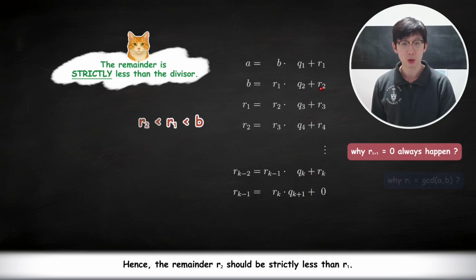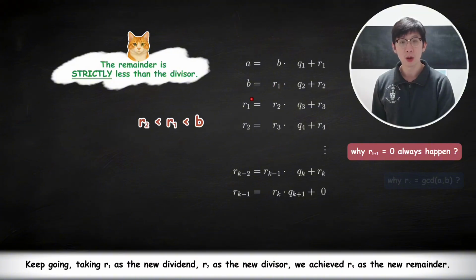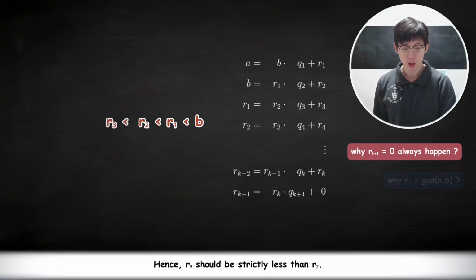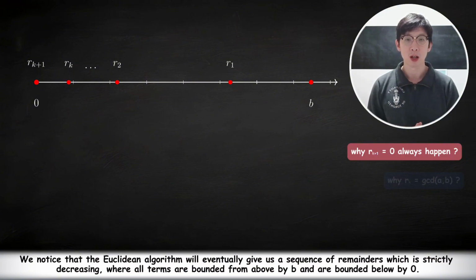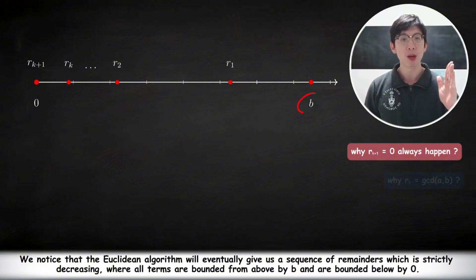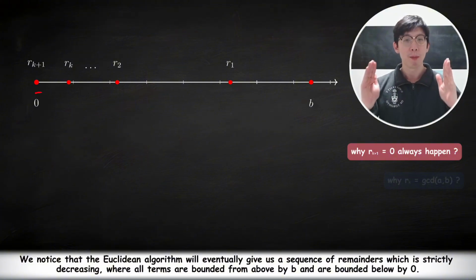Hence, the remainder R2 should be strictly less than R1. Keep going, taking R1 as a new dividend, R2 as a new divisor, we achieve R3 as the new remainder. Hence, R3 should be strictly less than R2. Now, repeat this process and keep going. We notice that the Euclidean algorithm will eventually give us a sequence of remainders which is strictly decreasing, where all terms are bounded from above by B and are bounded below by 0.